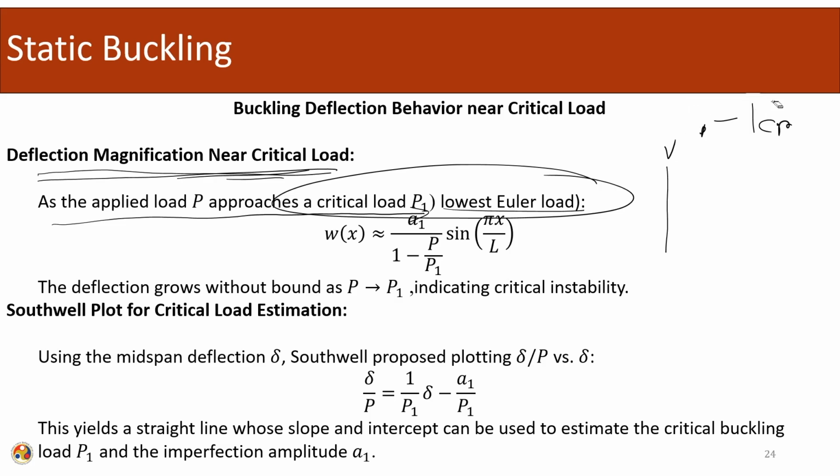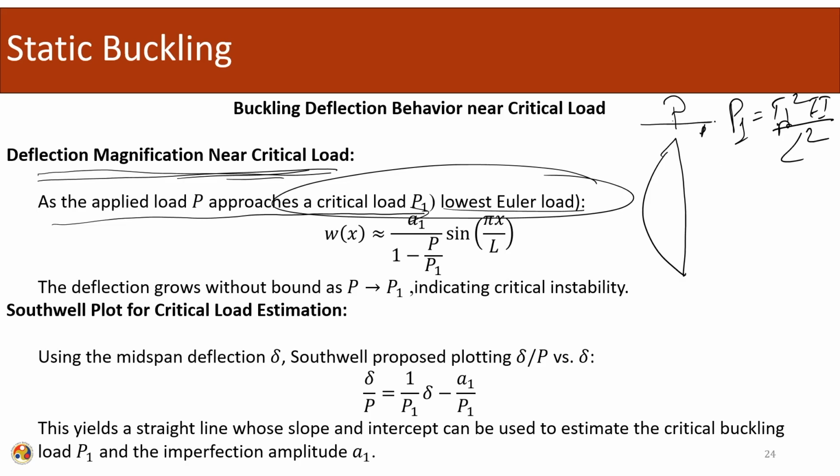So, this was the deflection caused due to the axial load. So, this is P and this is P1, pi square EI over L square. As the value of this load is approaching the first Euler critical load, this value is approaching the load which can cause the buckling in the first mode. Then Wx, the deflection, is given by this equation, where a coefficient is being introduced, which is a coefficient of the applied load to the critical load.